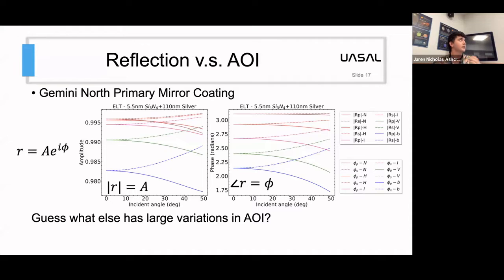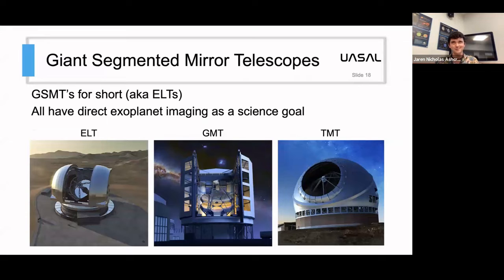So we know that essentially systems with large variation in angle of incidence will have this difference in polarization dependent performance. And hey, guess what else has a large variation in angle of incidence? All the telescopes we want. So these things are great.